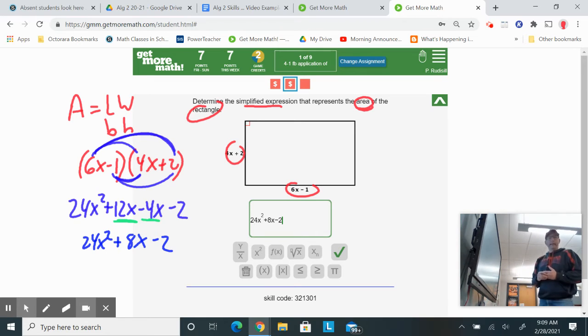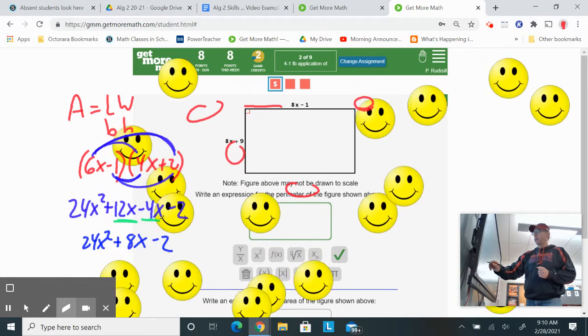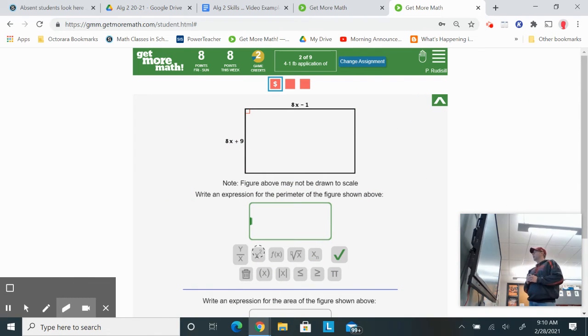Okay, let's check it. Did I multiply correctly? Did I write down the terms correctly before I multiplied? That could be a mistake, just copying. And then did I simplify the final answer, and did I put it in standard form? I think I did. Let's check it out. Got it. All right. So this one here, figure above, may not be drawn to scale. In other words, the shorter side might actually be the longer side. That's what they're saying, might not be drawn to scale.